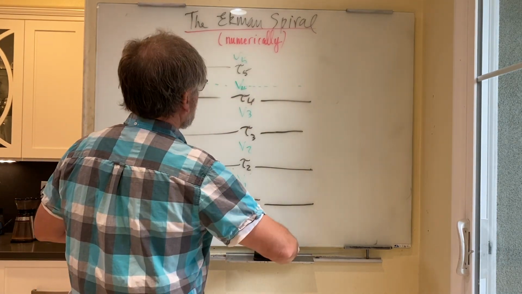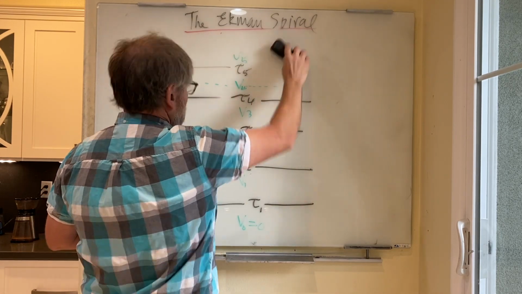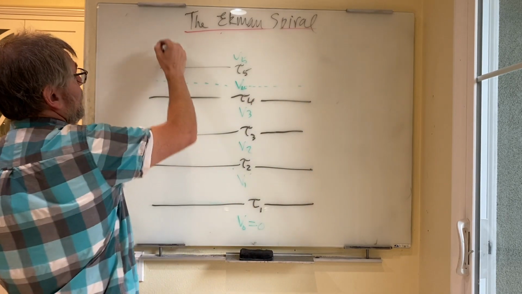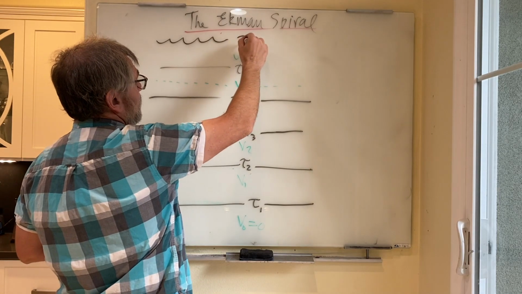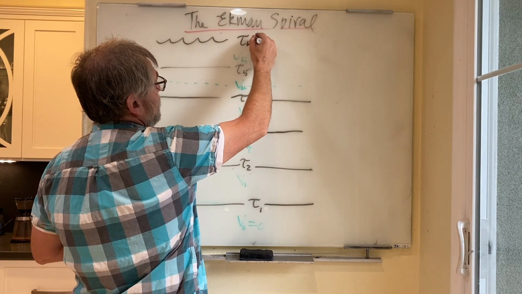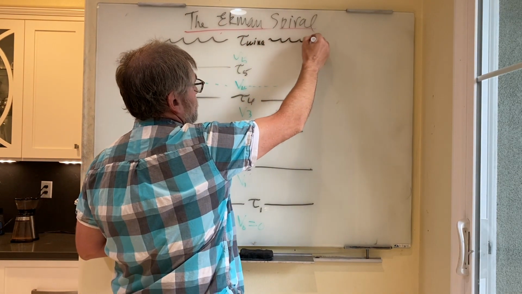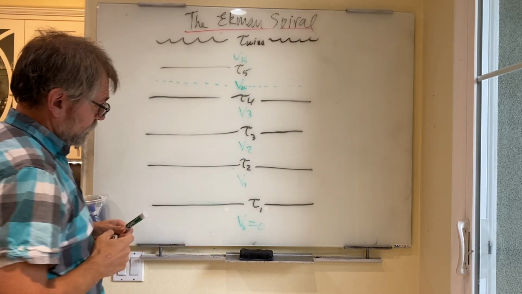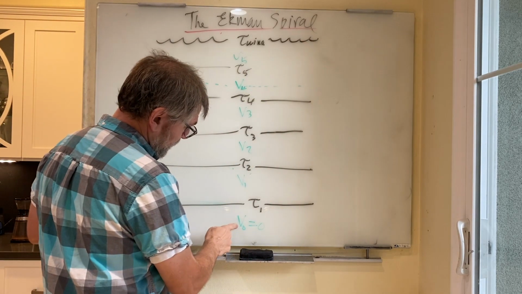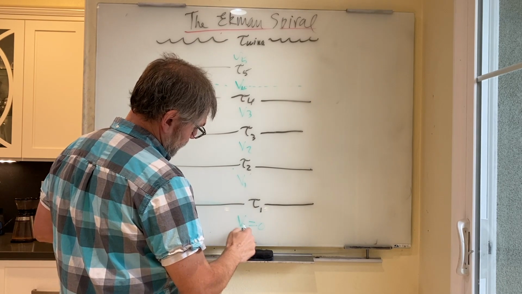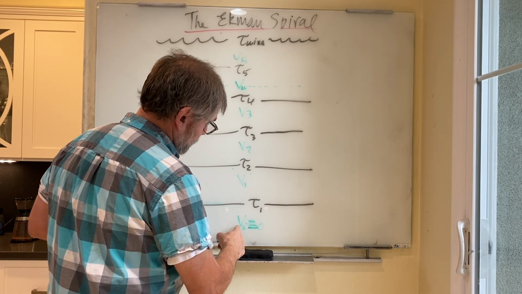And then finally the sea surface up here, tau 6 or tau wind. So this one here is not going to be solved for. This one is known. So this one is identically 0, so we don't solve for it.